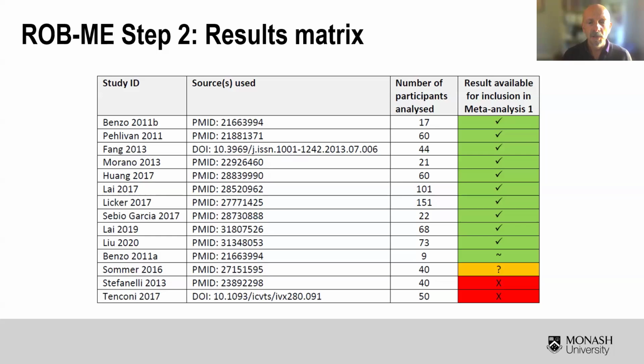Then we've got this Sommer trial, which was a 2x2 factorial trial where preoperative exercise was randomized as well as some post-operative exercise. They presented the results for post-operative exercise, but they didn't present the results for preoperative exercise. So we put a question mark there because we just don't know why they didn't present those results. There's no particular reason to be highly concerned, although there's clearly some level of concern.